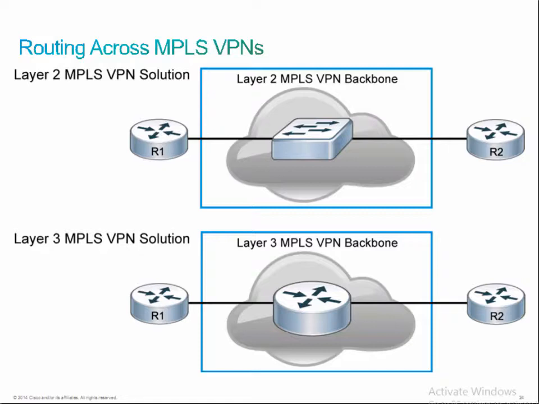We have provider edge routers, we have provider routers, we have a protocol called the label distribution protocol, which allows us to exchange the labels between the routers themselves. And then we have our label switched paths.